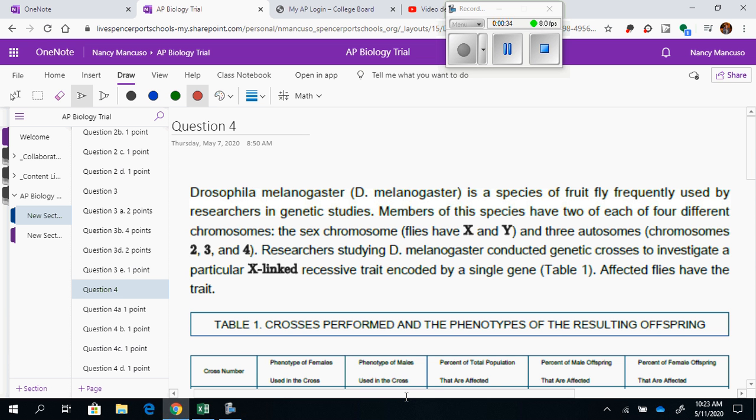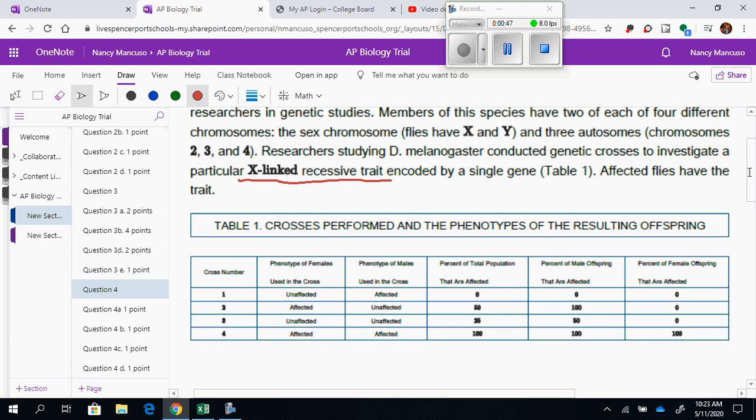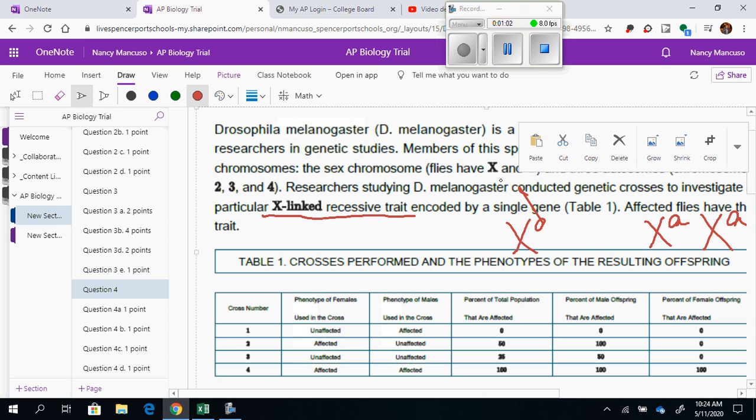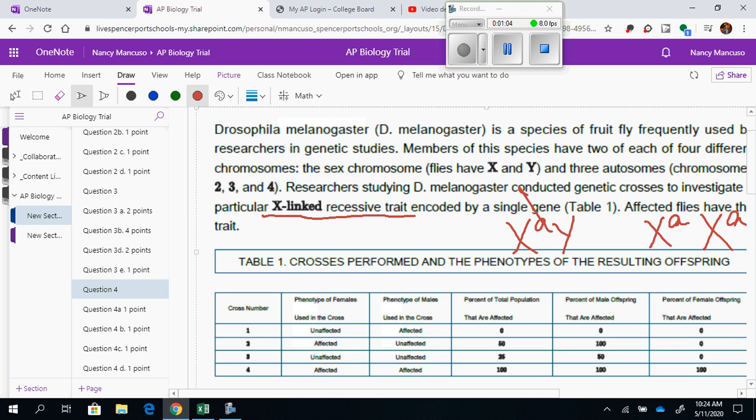Researchers studying fruit flies conducted genetic crosses to investigate a particular X-linked recessive trait encoded by a single gene. Affected flies have the trait. Okay, so affected flies are going to be, I'm going to call it X little a. And so if it is an affected fly and it's a female, it's going to be X little a, X little a. And if it's an affected fly and it's a male, it's going to be X little a, Y.